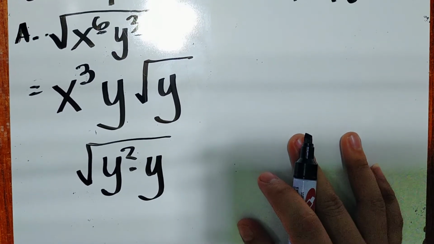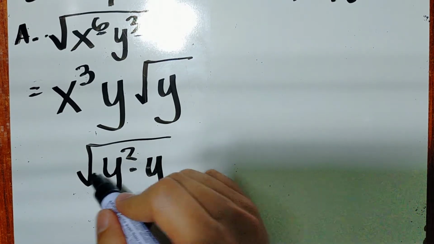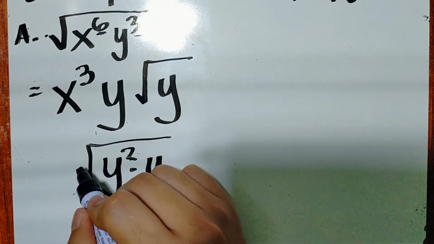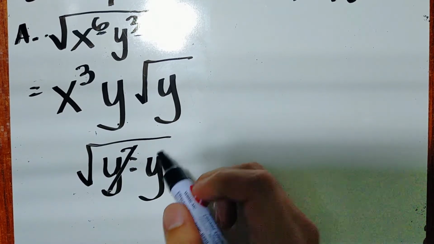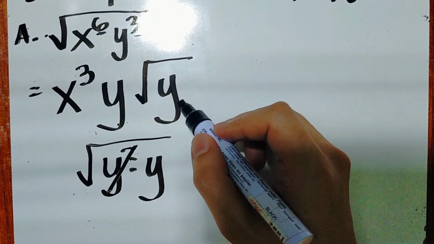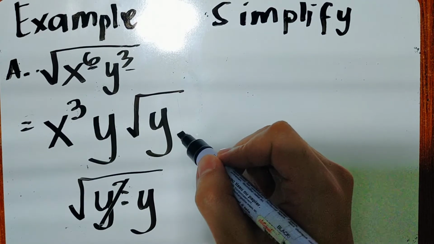So, y squared times y. Ito po, na-divide natin siya. 2 divided by 2, 1. So, maaalis na po ito. So, ano ang natira? Square root of y. Kaya ang natira na lang dyan, square root of y.